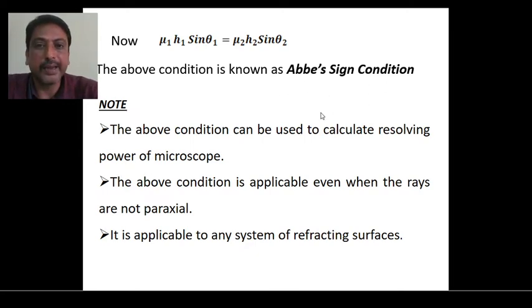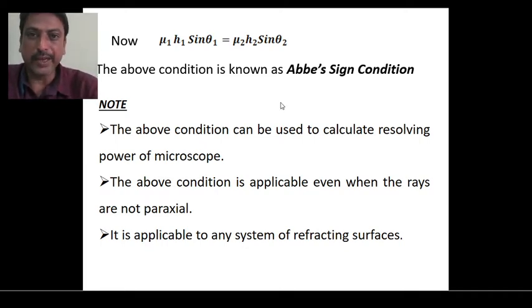Dear students, I tell you that this may appear in the examination for 5 marks. Here there are certain things which have to be noted. Abbe's sine condition is generally used in calculating the resolving power of the microscope, and this condition is applicable even when the rays are not paraxial. So it is applicable to any system of refracting surface, it may be concave as well as convex. Abbe's sine condition is given by mu1 H1 sin theta 1 is equal to mu2 H2 sin theta 2.